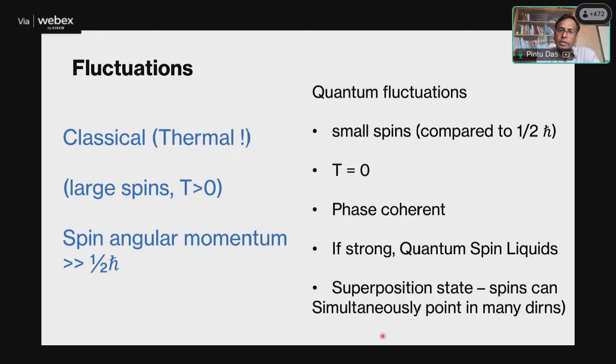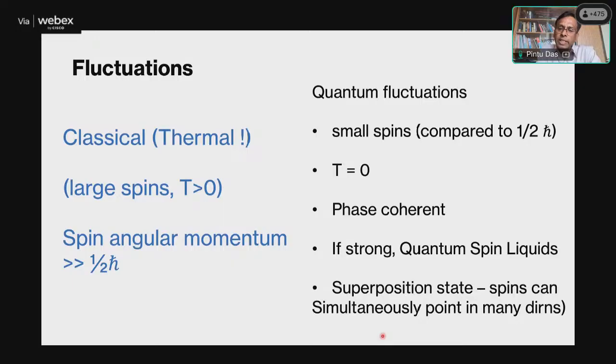On the other hand, if the spins are small, compared to half h cross, in that case the fluctuations continue till the lowest temperature, absolute zero. So these spins can be phase coherent. And if the fluctuations are very strong, with small spins at T equal to 0 Kelvin, these are called quantum spin liquids, because the fluctuations at zero energy are because of the zero point fluctuations.